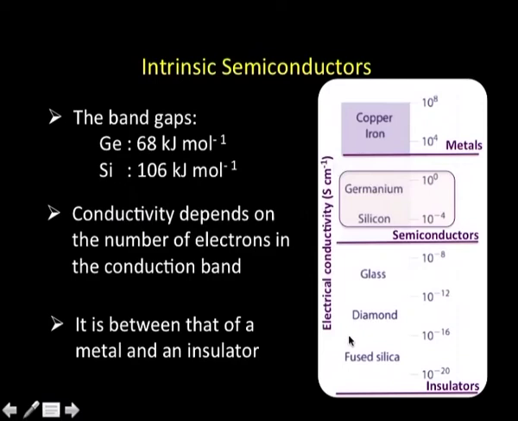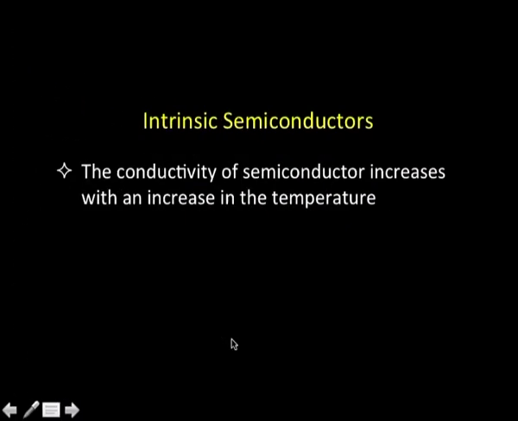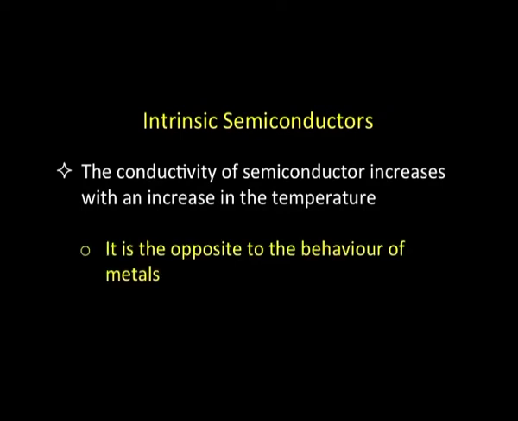Let us move further. In an intrinsic semiconductor, as I just mentioned, the conductivity increases with temperature because more electrons are able to move from the valence band to the conduction band. This behavior of semiconductors is opposite to that of metals. In metals, if we raise the temperature, the conductivity decreases. That is a very interesting observation to keep in mind. Let us now talk about the mechanism of conduction in intrinsic semiconductors. That is very important, so please pay attention.